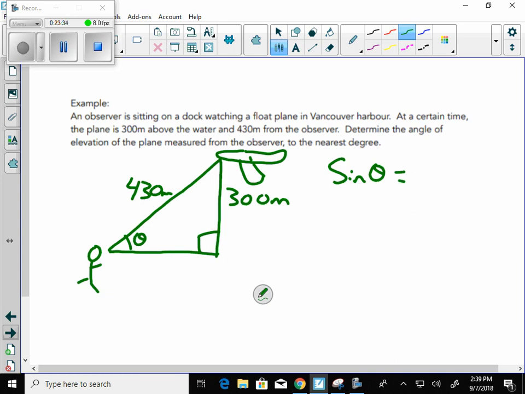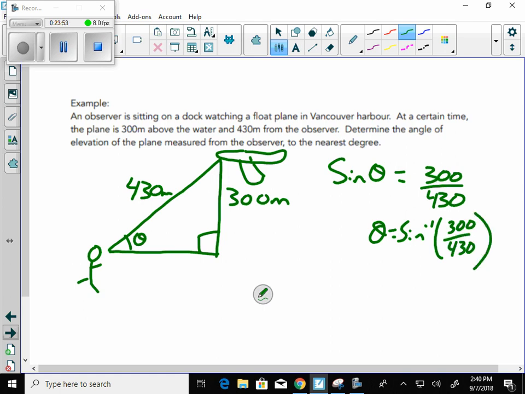Sine is opposite over hypotenuse. I'm gonna do this right. Don't worry, you don't have to do all that. And then you should get 300 over 430. What is it, 0.44? Yeah, 0.7, about 44 degrees. Good.